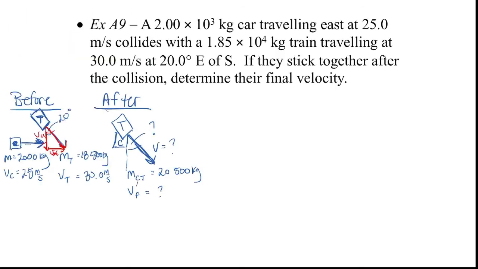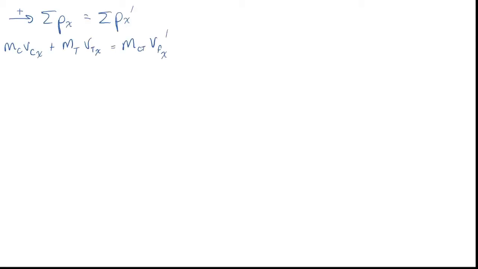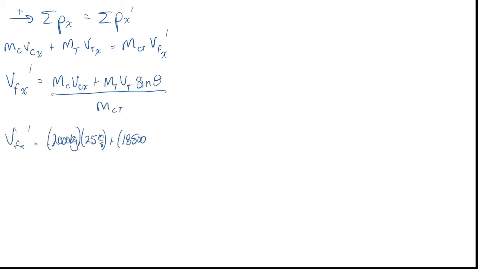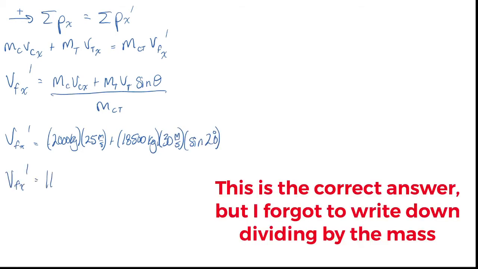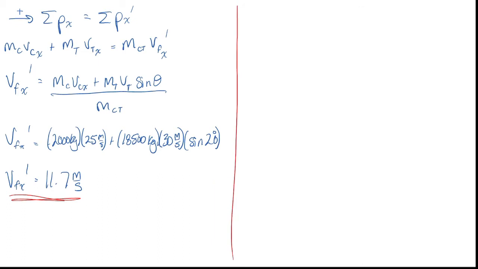In order to get the velocity of the train in the X direction, remember that's going to be the 30 meters per second times sine of 20, because it's on the opposite side. And if we want the final velocity in the X direction, we can just divide both sides by the combined mass of the car and the train. And our final velocity is 11.7 meters per second, at least in the X direction. So we're going to hold on to that and use it in a bit.